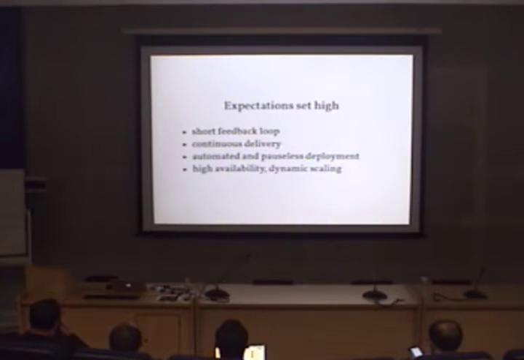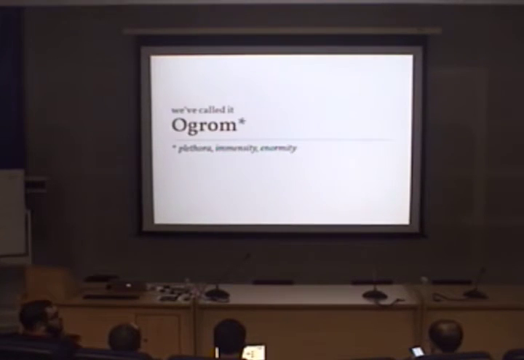We were aiming quite high. We wanted to have very short feedback loops. We wanted to be able to quickly deploy a feature and be immediately able to see whether it performs as it should. We wanted to be able to continuously deliver straight off the top of the master branch and have automated and pauseless deployments. We wanted the system to be also highly available and scale as needs occur. With all those goals in mind, we came up with a project which we called Ogrom, which stands for a lot of things.